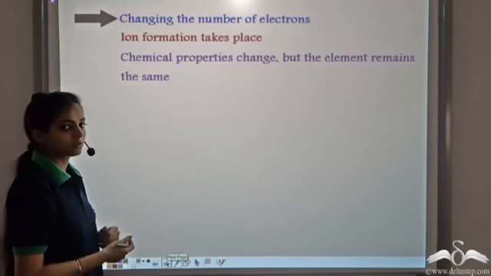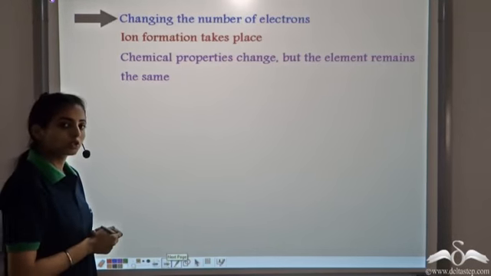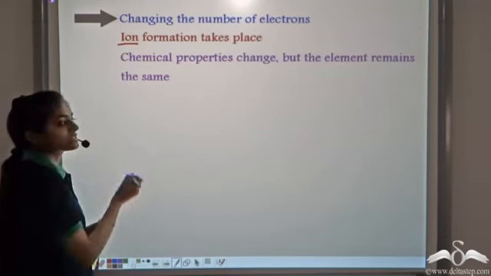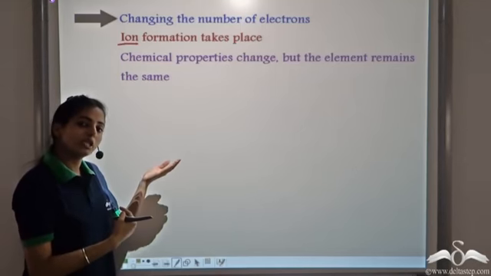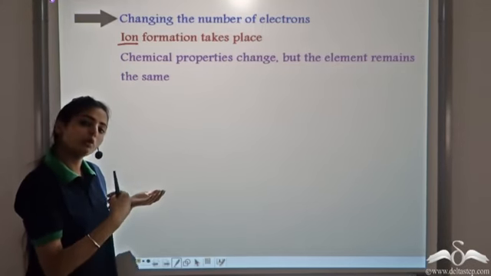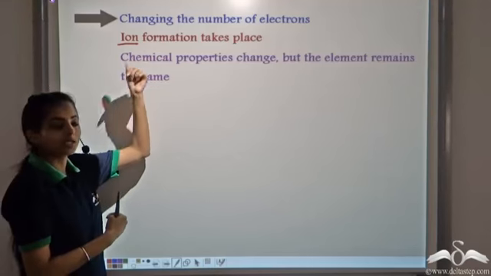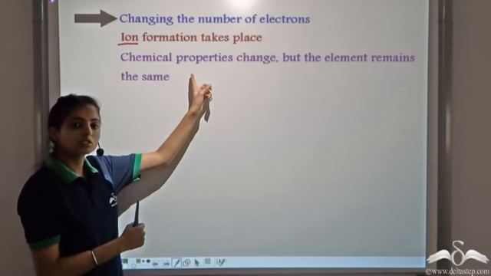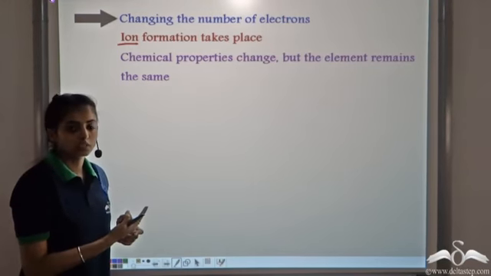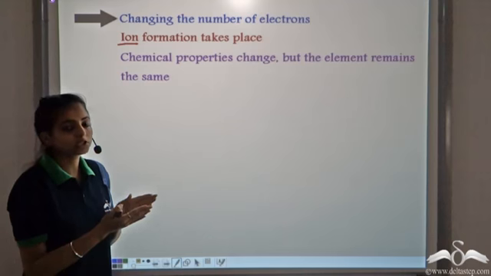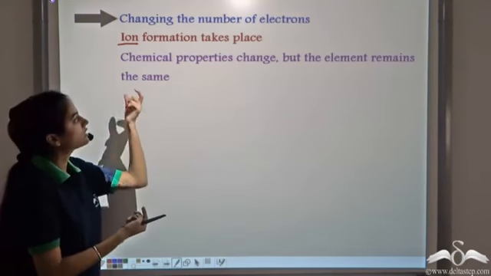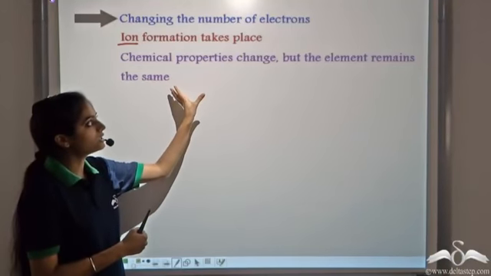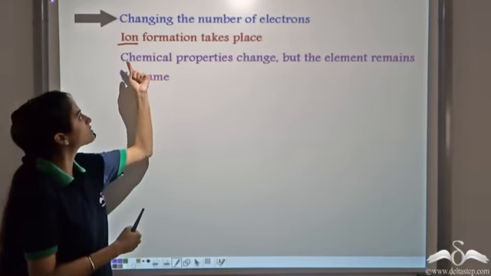So let's revise what we just studied. By changing the number of electrons, ion formation takes place. These ions are charged species. So when we increase or decrease the number of electrons, it becomes either negatively charged or positively charged, and so it gives rise to ions. And the chemical properties also change, because we know that the chemical properties of an element depend on the number of electrons. The electrons participate in the chemical reactions. So as the number of electrons changes, the chemical properties also change. But the element remains the same. For the same element, when we change the number of electrons, it gives rise to ions.